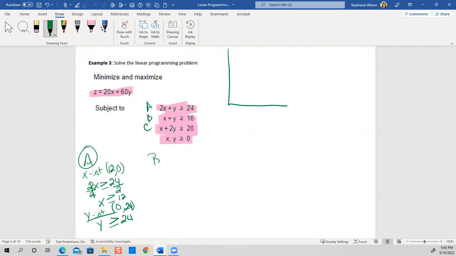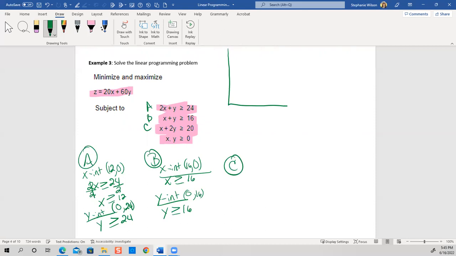So now let's do B. For the x-intercept, we plug in 0 for y, and I get x is greater than or equal to 16. And then the y-intercept, we plug in 0 for x. We get y is greater than or equal to 16.